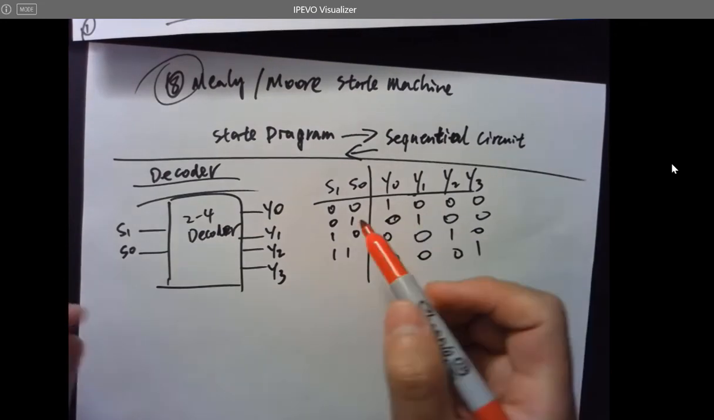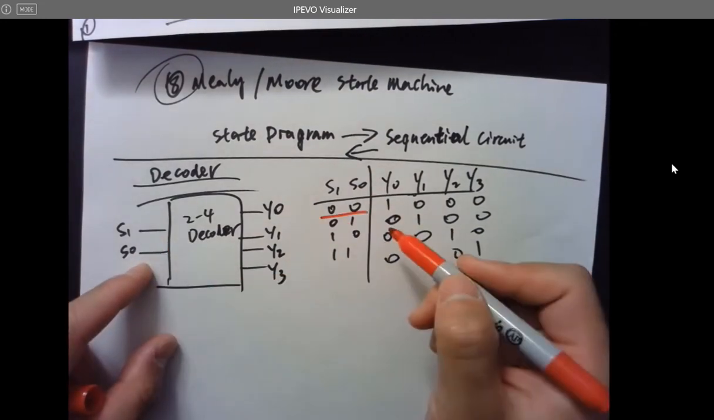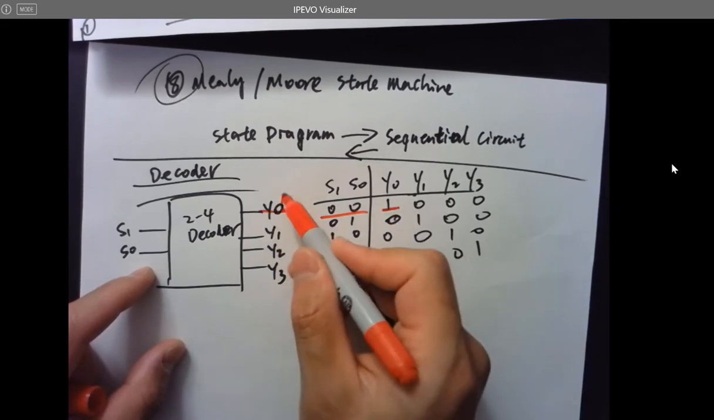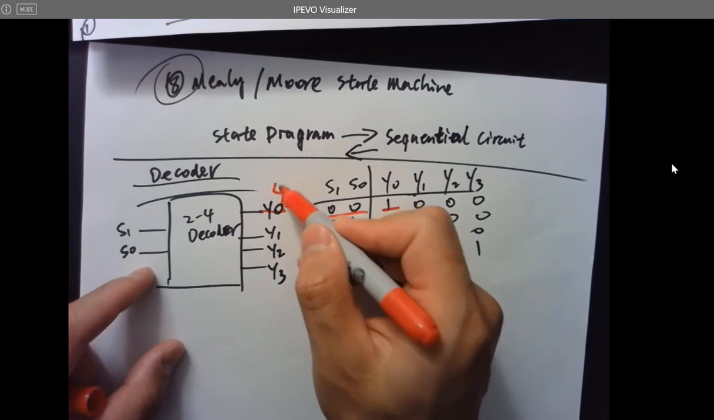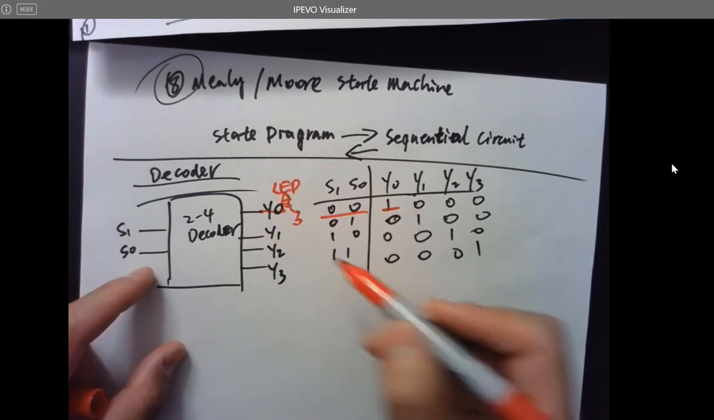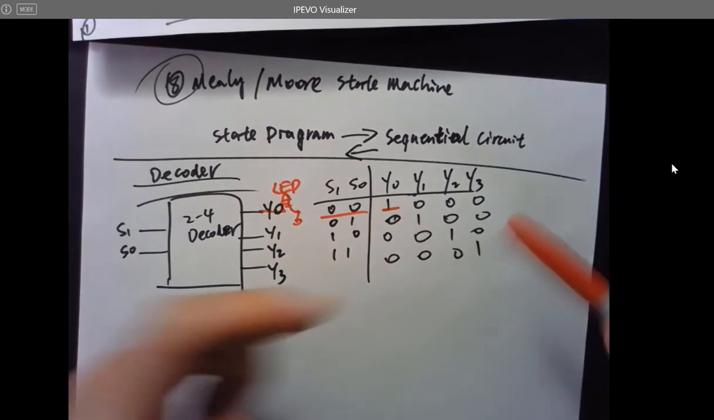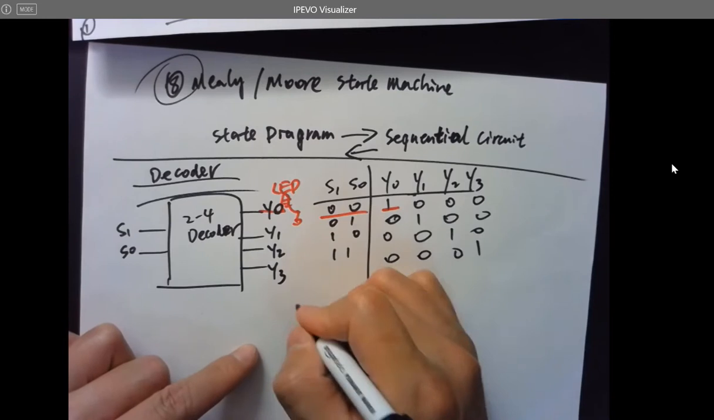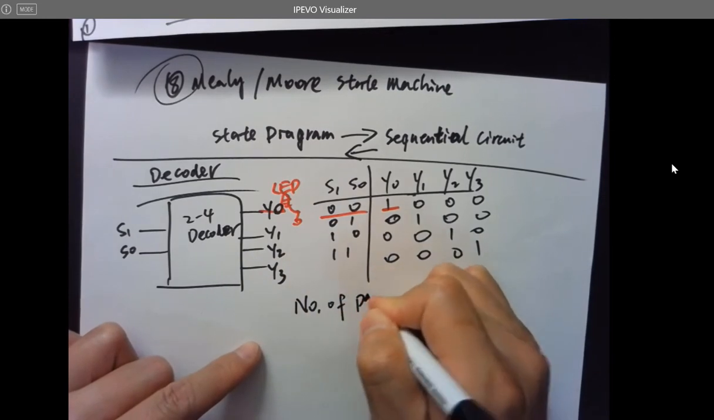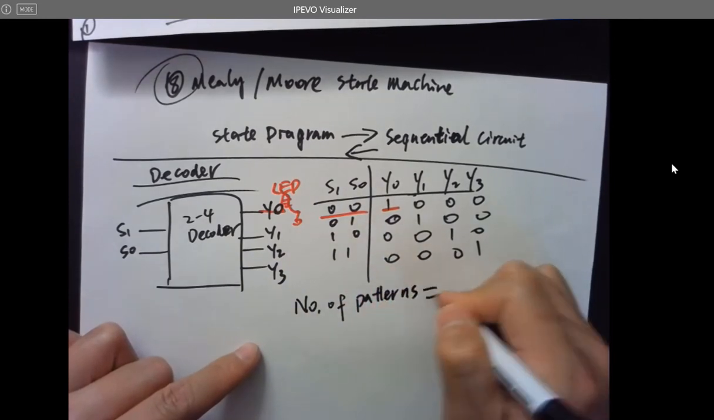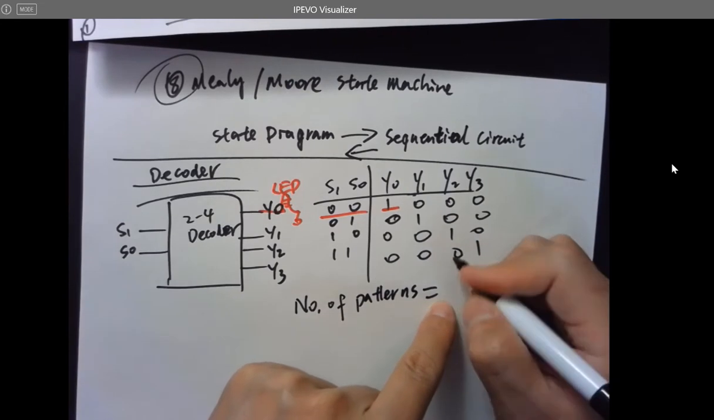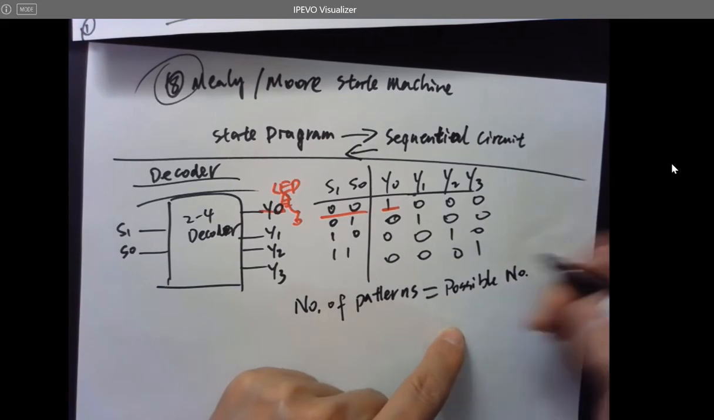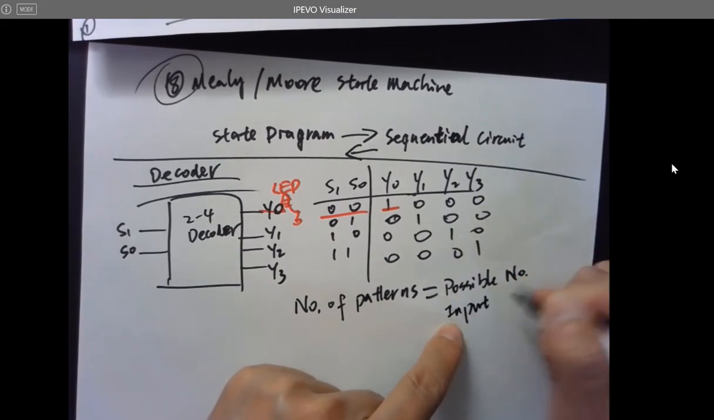So the purpose of this decoder is, whenever you have one type of input, you're just turning on one output pin here. So you only have one LED being turned on, right? But you can design a decoder to have any types of patterns, depending on the application. So the number of patterns equals to what? Equals to the possible number of input combinations.